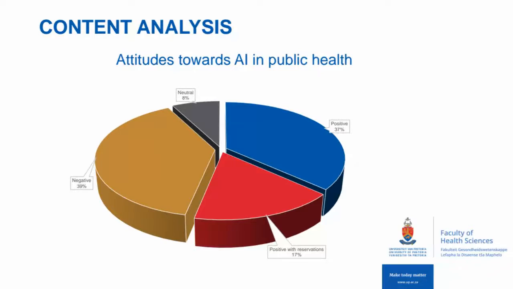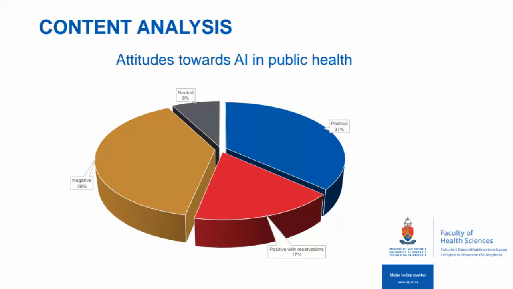So on our content analysis, some of the questions that we asked were about their attitudes, whether they had negative or positive attitudes towards AI in public health. And 39% of our participants had a negative attitude towards AI in public health, stating, one, the reduction of job availability, two, the introduction of patient confidentiality and privacy problems that may arise when AI is introduced, as well as the lack of funds to fund infrastructure and to find human resources in order to implement AI in the sector.